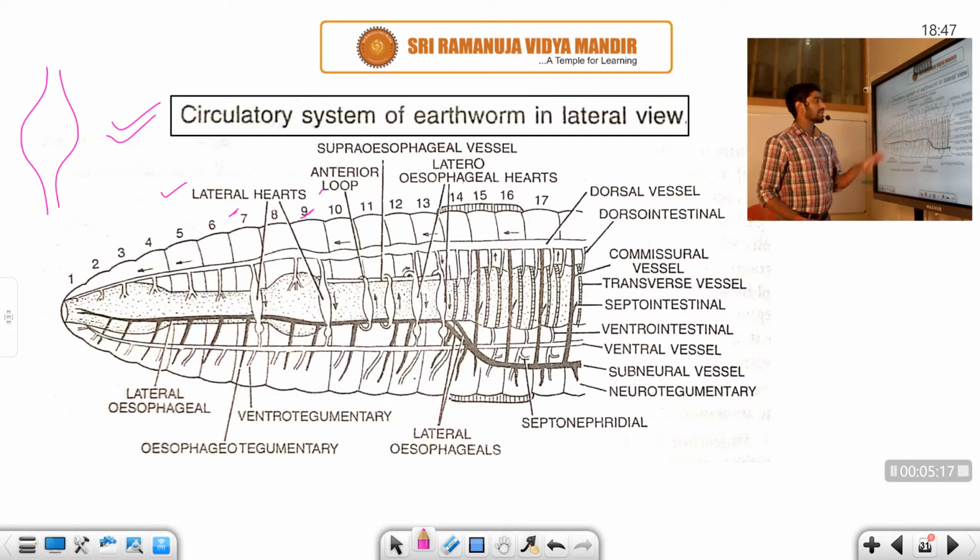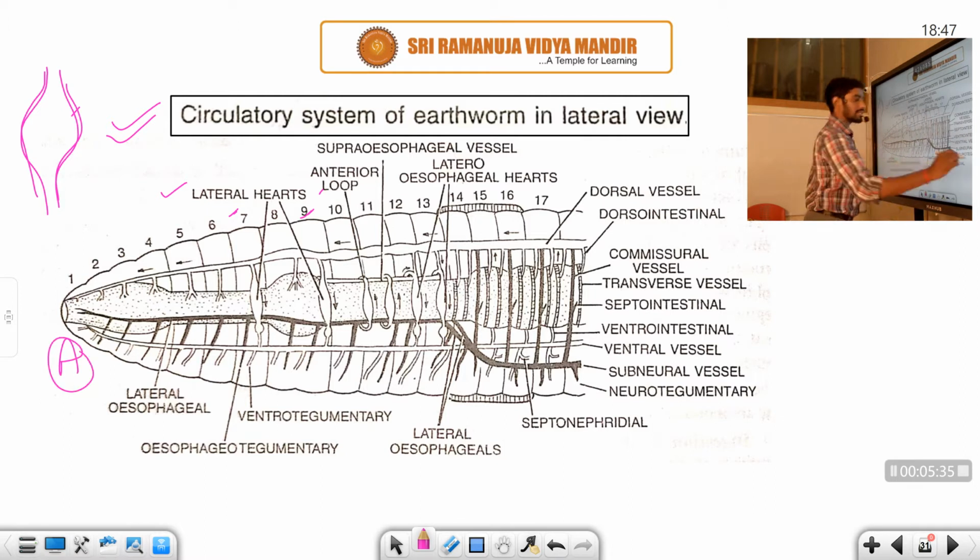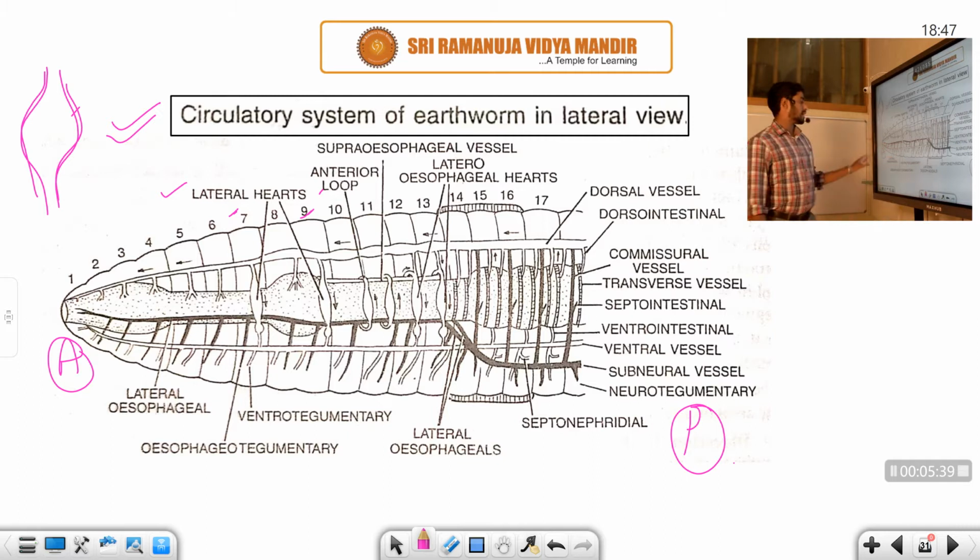Okay student, I hope you understand, a total of 4 pairs of heart, only 2 pairs of heart we have discussed up to now, right? So this is about the very thick wall, and it is tubular in nature, right? It is present in the anterior part. So this part is the anterior, and this part is represented as the posterior part. So A and P is nothing but anterior and posterior, right?